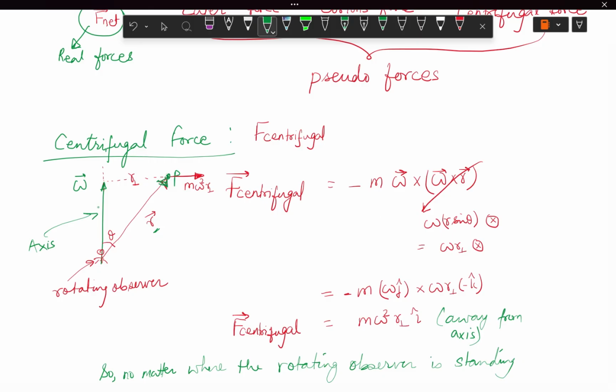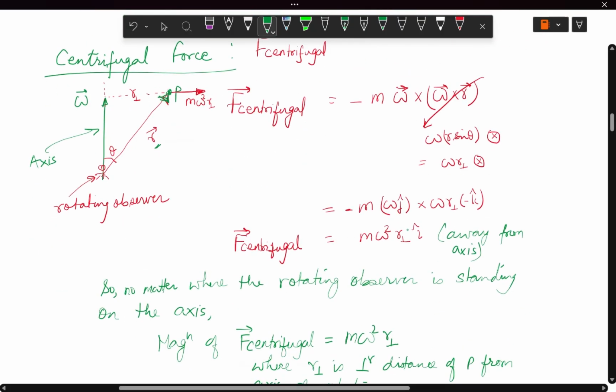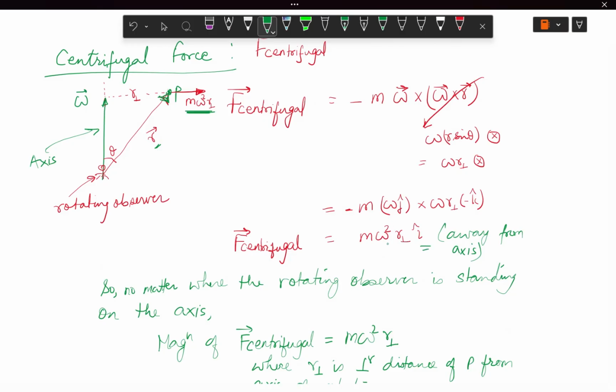Omega cross r: curl the fingers from omega to r using the right hand thumb rule. If you take omega cross r into the board, that means minus k cap, I have written. And minus m, with the direction of omega along j cap, in this direction. If you do this, you'll get m omega square r perpendicular. And what is the direction coming out to be? Minus, plus j cross k gives i cap. So along i cap you are getting, and this is coming out away from the axis.